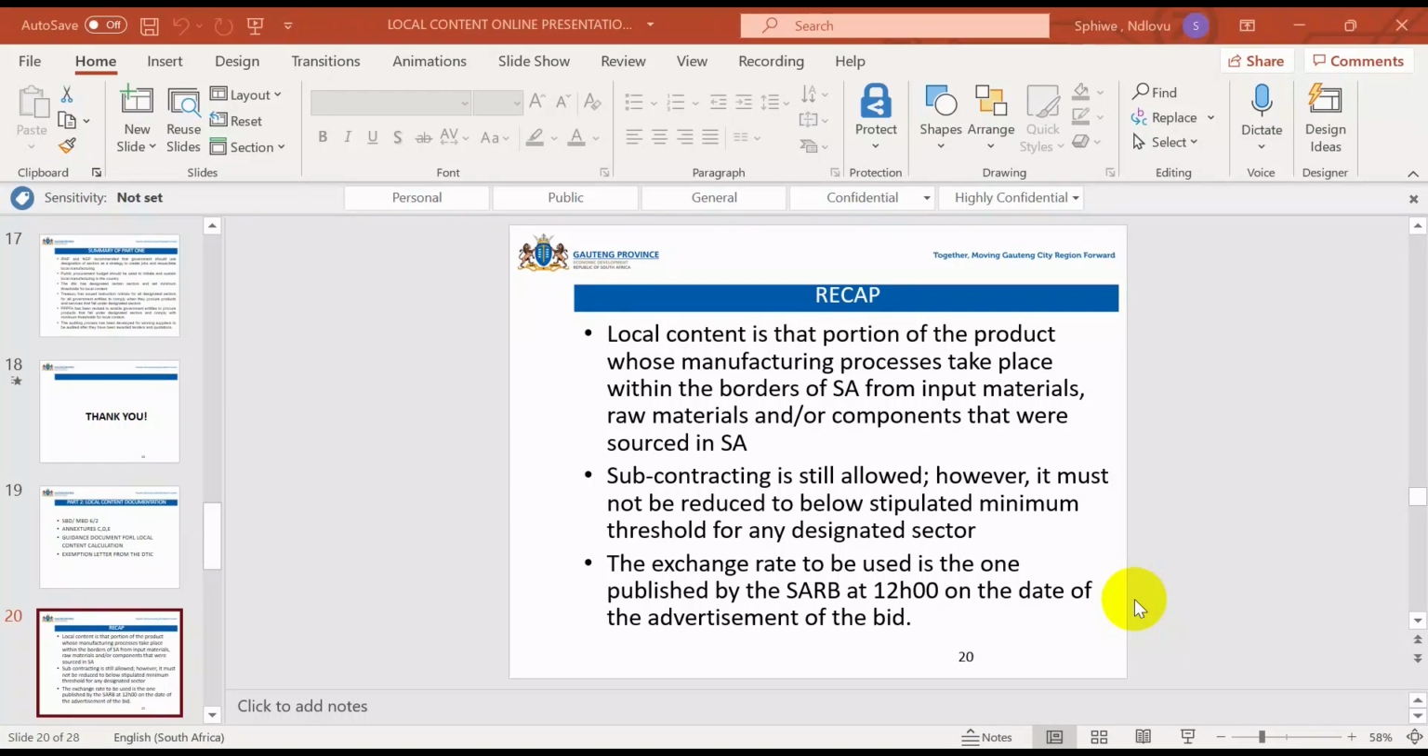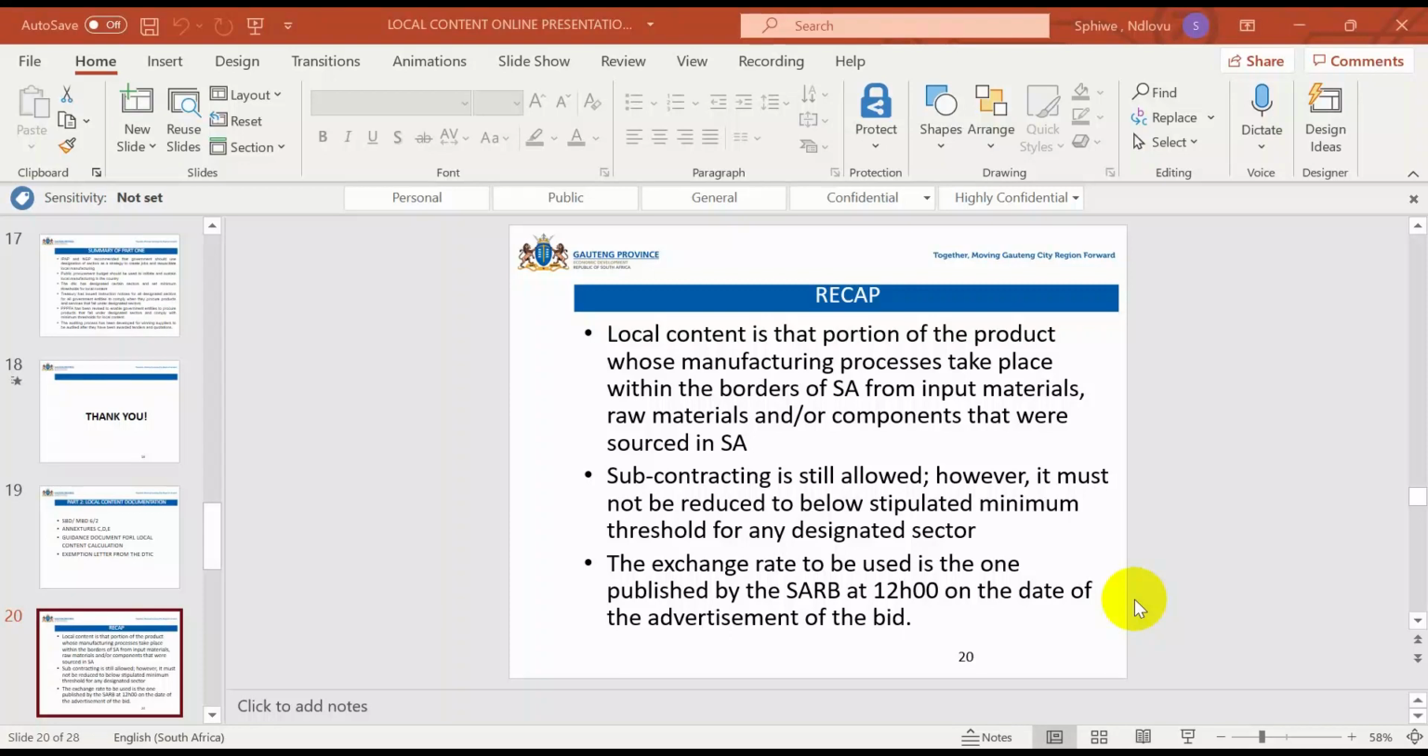We still understand that even during local content, you might not have all the capacity to be able to deliver. Hence, even under local content, subcontracting is still allowed. However, when you are subcontracting, you need to ensure that your subcontractor doesn't reduce the minimum threshold of any designated sector. So you mustn't subcontract in such a manner that it reduces the stipulated minimum threshold of the sector.